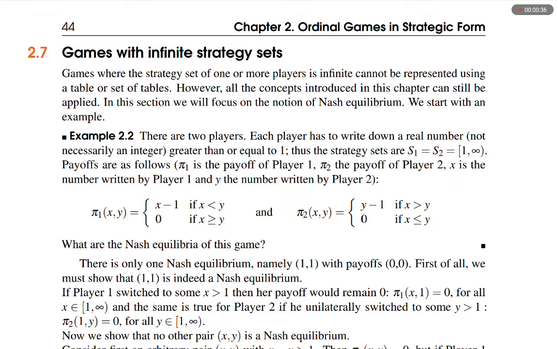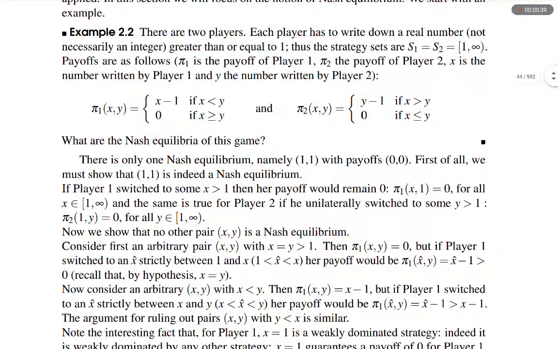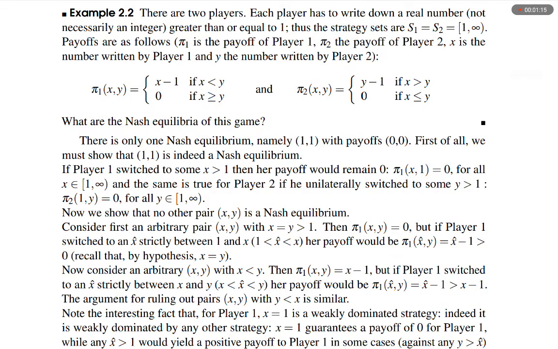Example 2.2. There are two players. Each player has to write down a real number, not necessarily an integer, greater than or equal to 1. Thus, the strategy sets are S1 = S2 = [1, ∞). Payoffs are as follows. (π1 is the payoff of player 1, π2 the payoff of player 2. x is the number written by player 1, and y is the number written by player 2.)